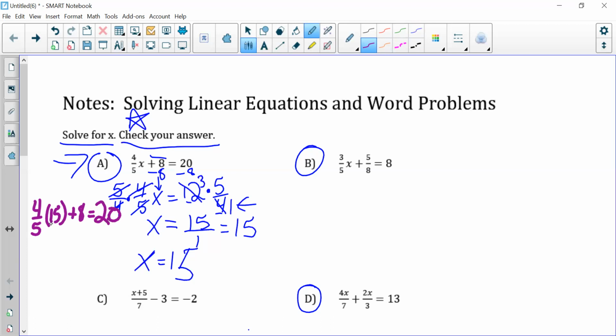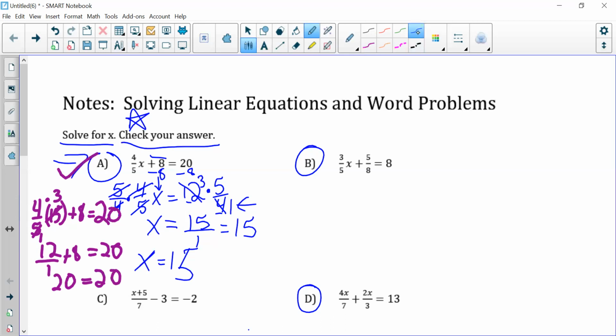All right. Once again, we can do our simplifying here because 5 goes into 15. So 5 goes into 5 one time, 5 goes into 15 3 times. So 4 times 3 is 12 over 1 plus 8 equals 20. And 12 over 1 is just another way of saying 12. So 12 plus 8 is 20 equals 20. Hey, that one works.